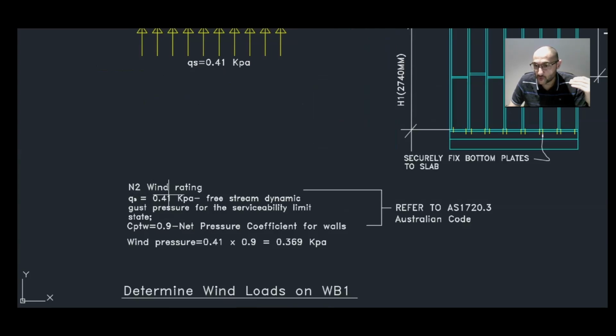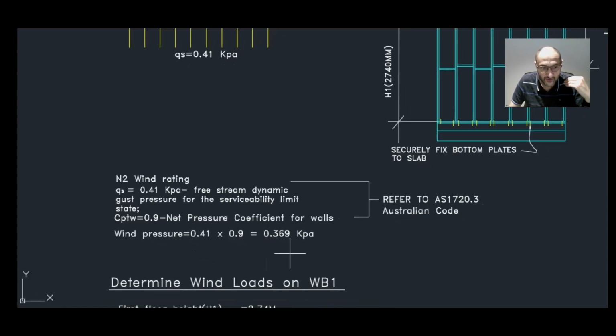So we are given an N2 wind rating, which corresponds to a gust pressure of 0.41 kPa, which is the serviceability pressure. Now the code allows us to use this value for the member's strength and serviceability when designing for these wind beams. Then we have the pressure coefficient for walls, which is 0.9, and this value is for strength. So to determine the design wind pressure, we multiply 0.41 by 0.9, and that will give us 0.369 kPa.